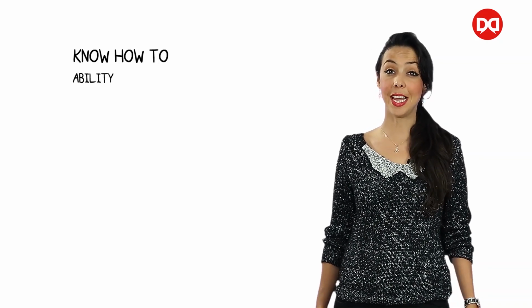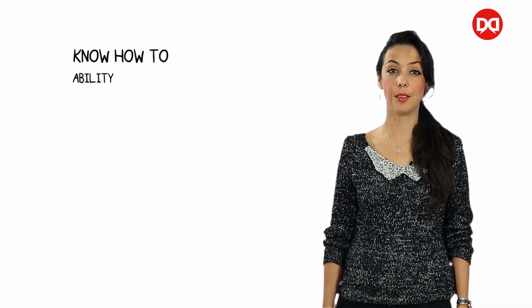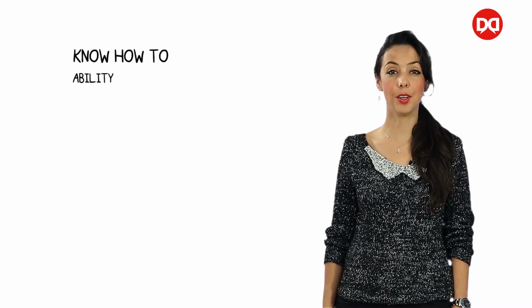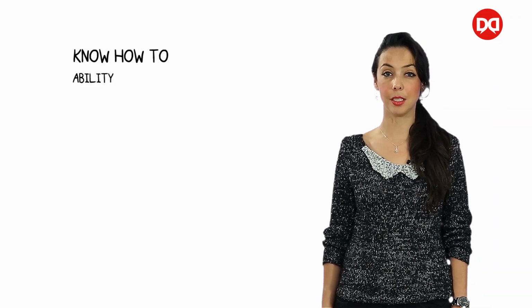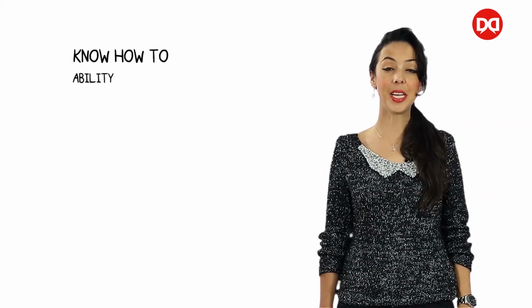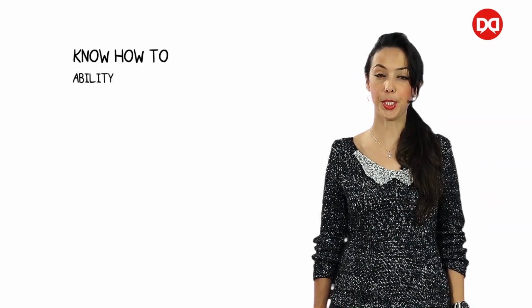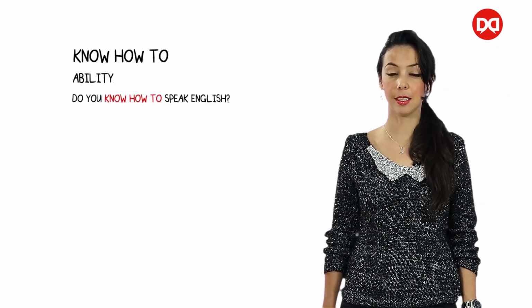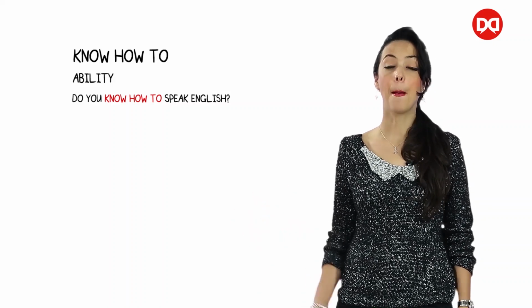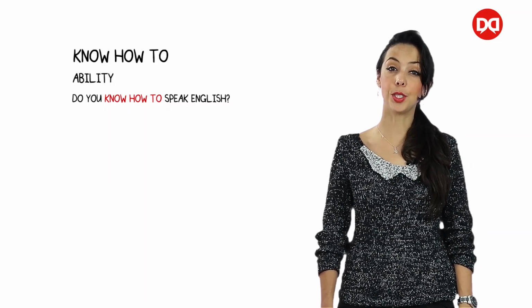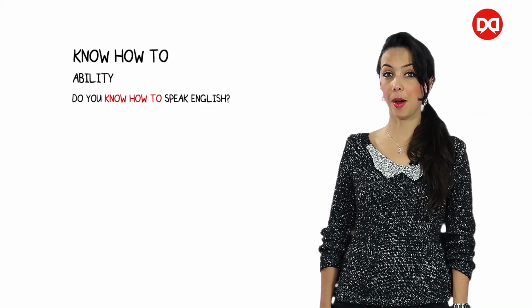We use it in the negative, not to know how to. For example, I don't know how to get to that address, if you don't have the knowledge or the ability to do it. Or, I don't know how to plait hair, for example. Forming questions is using the auxiliary verb do. So, do or does plus the subject plus know how to plus the verb. Do you know how to speak English? Or does he know how to get to the party?